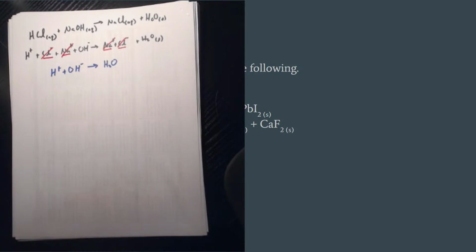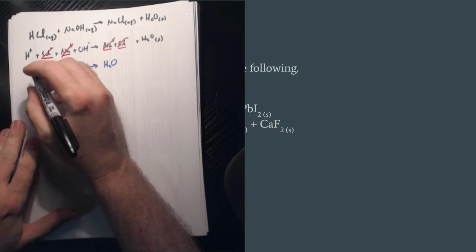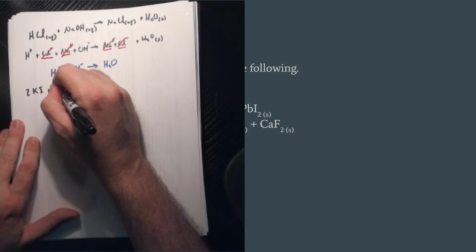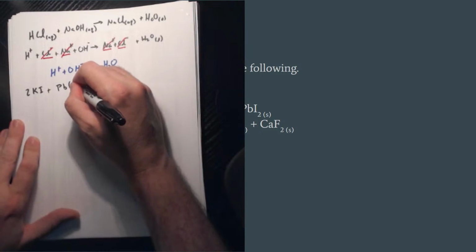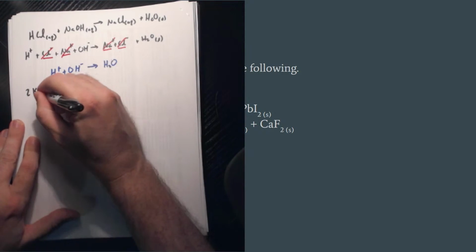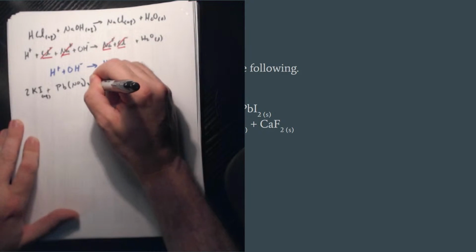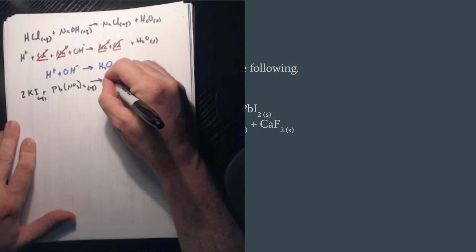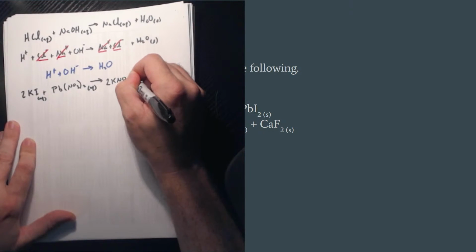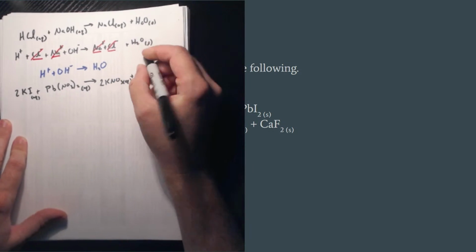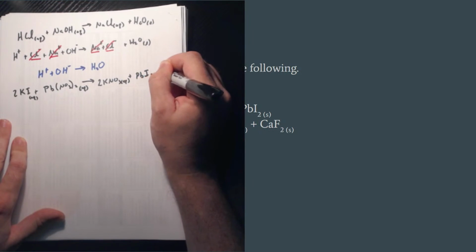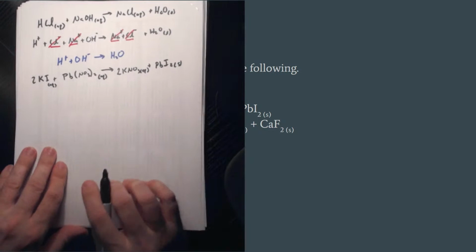Next up, we have our old friend potassium iodide and lead 2 nitrate. So 2 potassium iodide plus lead 2 nitrate, aqueous, makes 2 potassium nitrate, aqueous, plus lead 2 iodide, solid. It's a very pretty yellow salt.